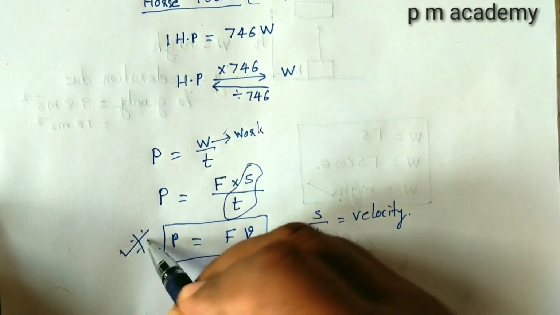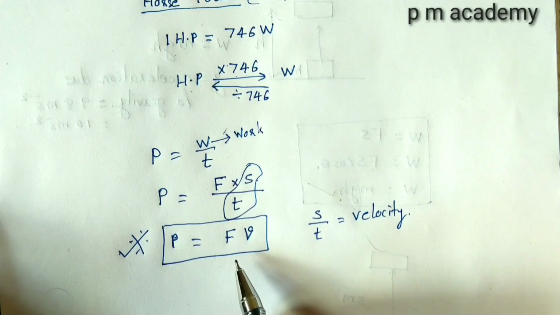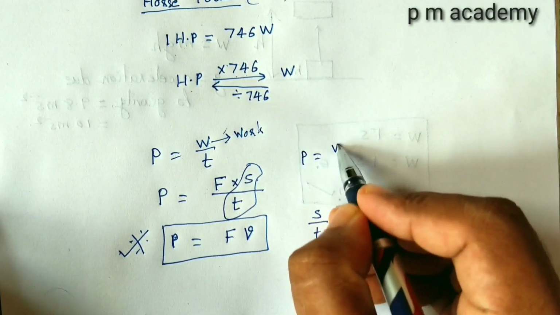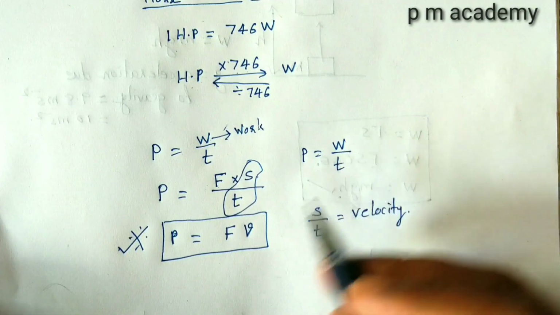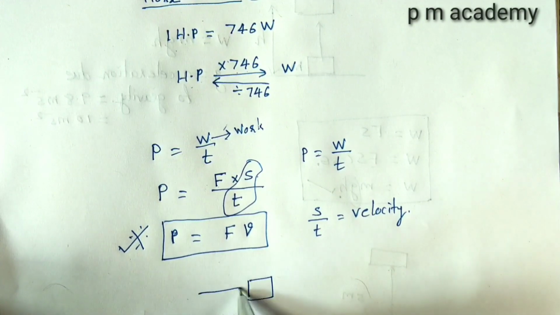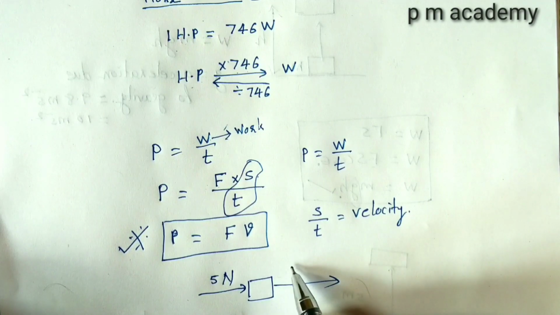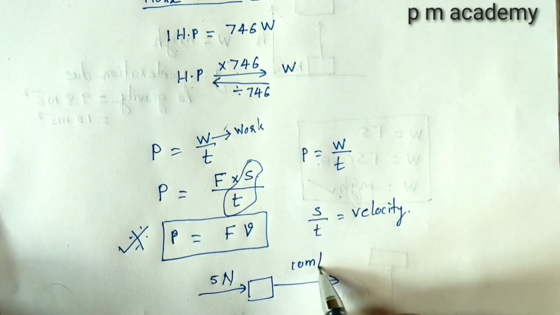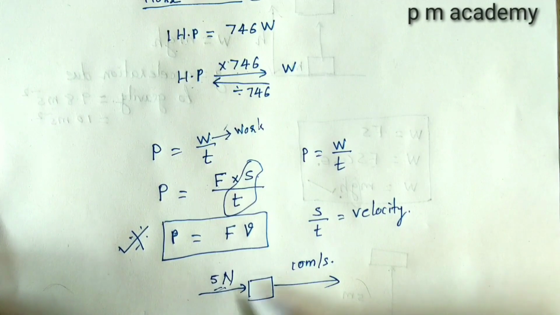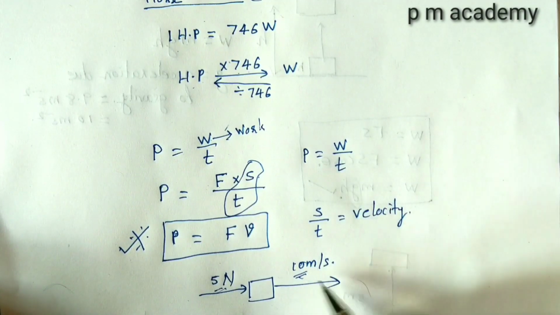Very important formula, and so many numericals are asked in the board examination using this equation. Because in the ordinary equation, power is equal to work by time, work is not given. If you are given only velocity and force, for example, if you are giving 5 Newton force to an object and the object is moving with a velocity of 10 meter per second, then what is the power? Force and velocity are given. Using the other formula, it is not possible to do this numerical.